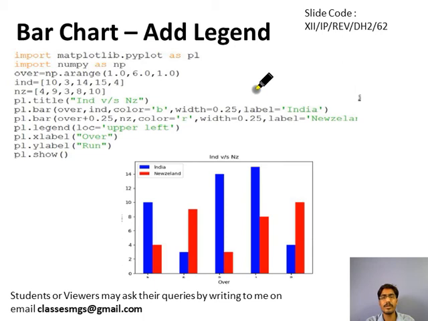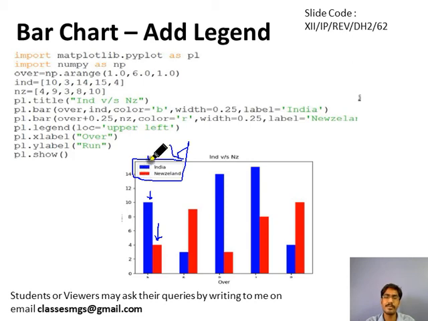Now we will see what a legend is. A legend is shown in a multiple bar chart, or any chart, where we want to display some information about the chart. Like, in blue color we have the data of India, and in red color we have the data of New Zealand. If you don't have these legends, how could you know which data is of New Zealand and which data is of India?